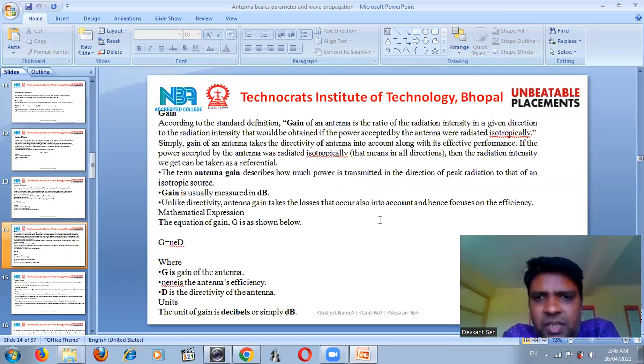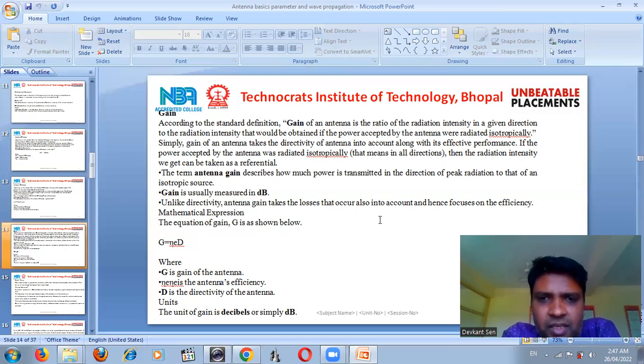If the power accepted by the antenna was radiated isotropically, then the radiation intensity we get can be taken as a reference. The term antenna gain describes how much power is transmitted in the direction of peak radiation compared to that of an isotropic source. Gain is usually measured in dB. Unlike directivity, antenna gain takes the losses that occur into account and hence is focused on the efficiency.